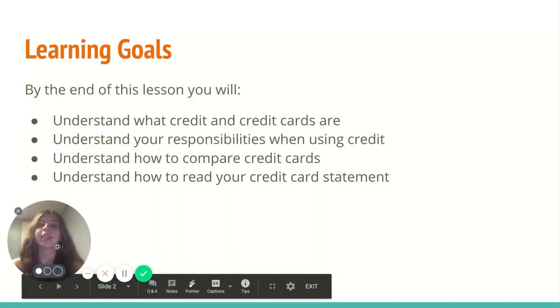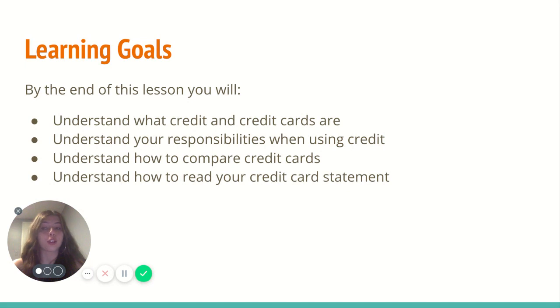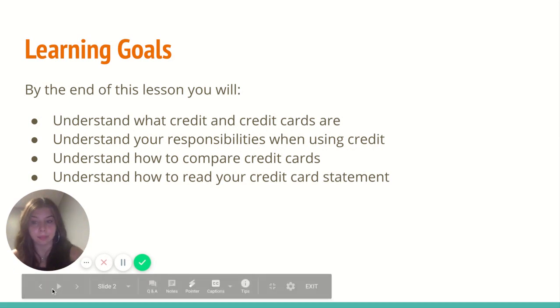So by the end of the lesson, you will understand what credit and credit cards are, understand your responsibilities when using credit, big one, understand how to compare credit cards, and understand how to read your credit card statement.